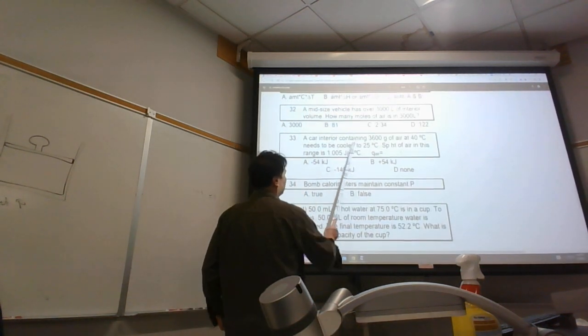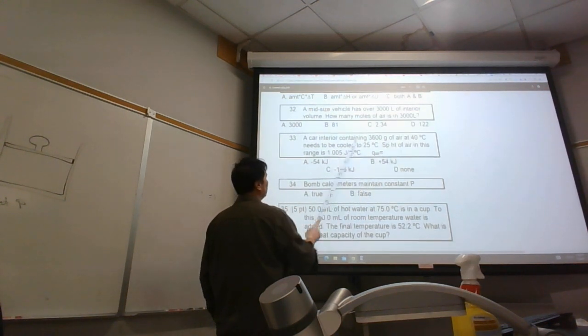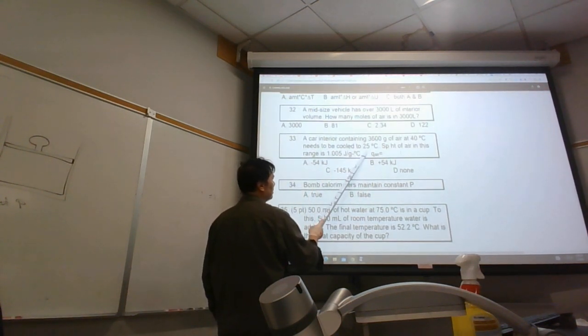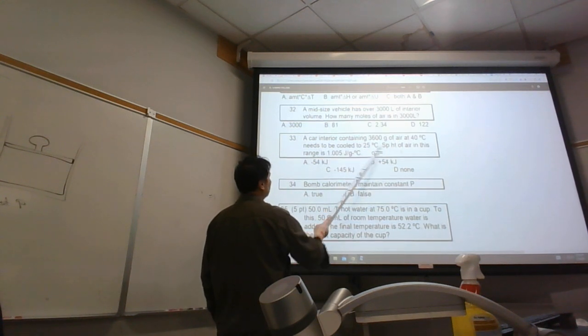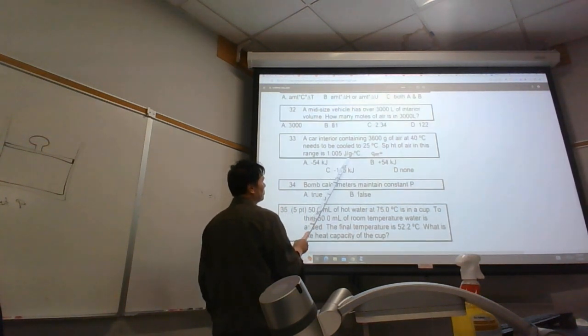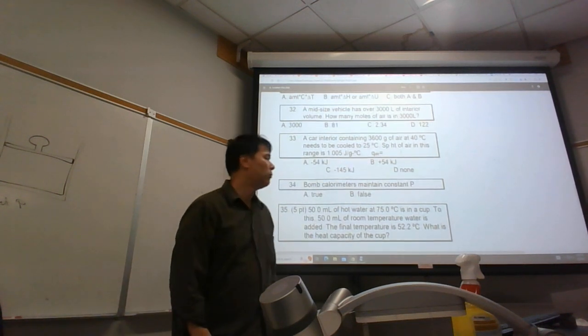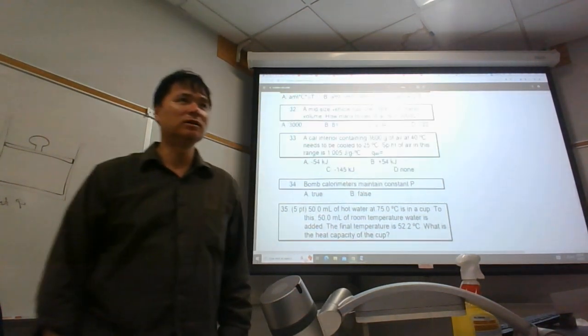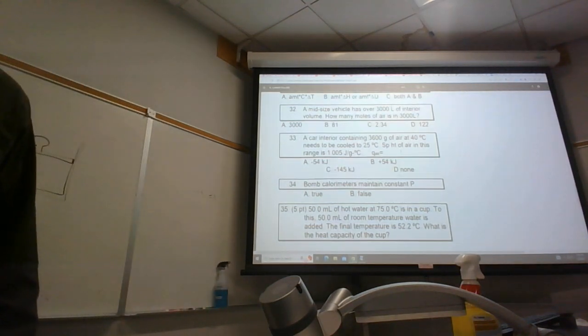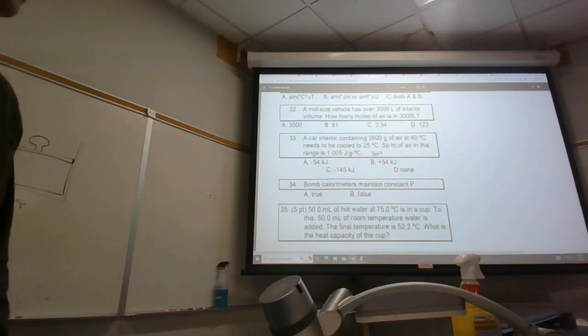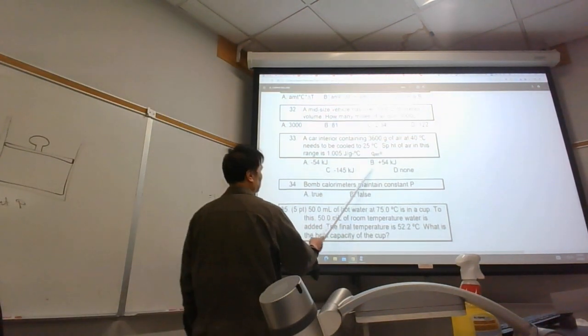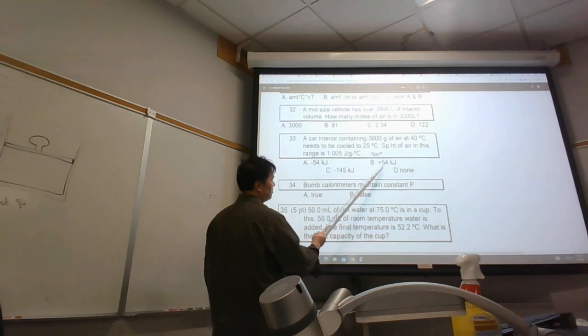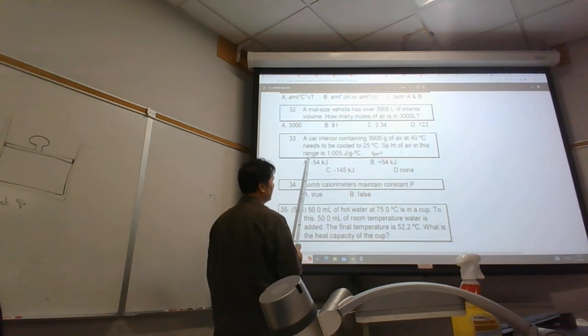A car interior containing 3,600 grams of air at 40 degrees C needs to be cooled to 25 degrees C. Specific heat of air in this range is 1.05 joules per gram degrees C. The heat, Q of the air, is equal to what? Well, we're going from 40 to 25, so does the air have to lose heat or gain heat in order to cool down? Lose heat. And so B can't be true, because B is positive, that's gaining heat. So it's either A or C or none.